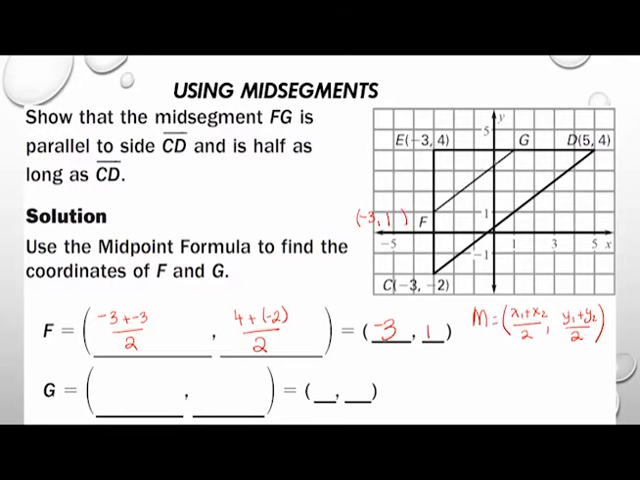Same thing with G, so we want to find this midpoint of the line ED. Same idea. We're going to do -3 plus 5 divided by 2. That's -3 plus 5 is 2, divided by 2 is 1. And then we've got 4 plus 4 divided by 2. 4 plus 4 is 8, divided by 2 is 4. G is located at x equals 1, y equals 4.